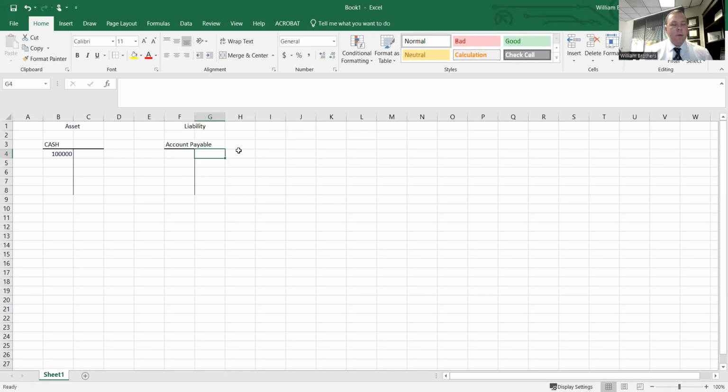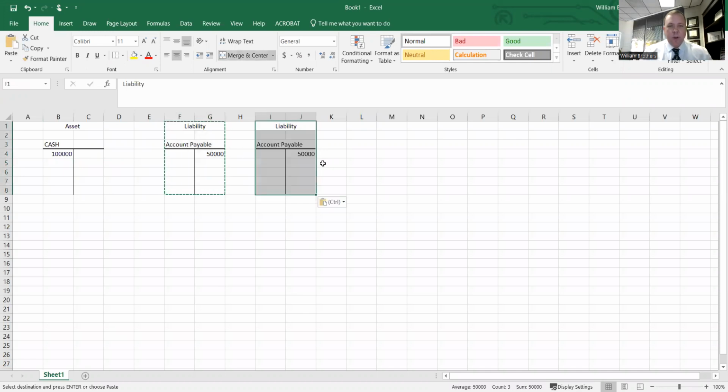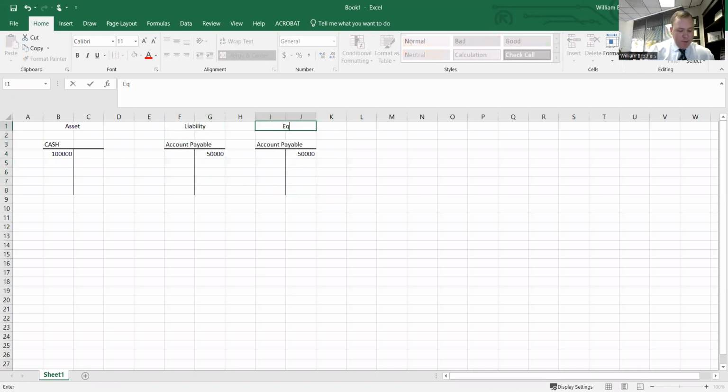And say I have an account payable that I owe in the amount of $50,000. And let's extend this forward a little bit, because I do need to make sure my equations are balancing. And then we'll just call this net worth for the purposes of illustration. So $100,000 on the debit side or left side, and then this plus this, save that for us, $100,000 on the right side.